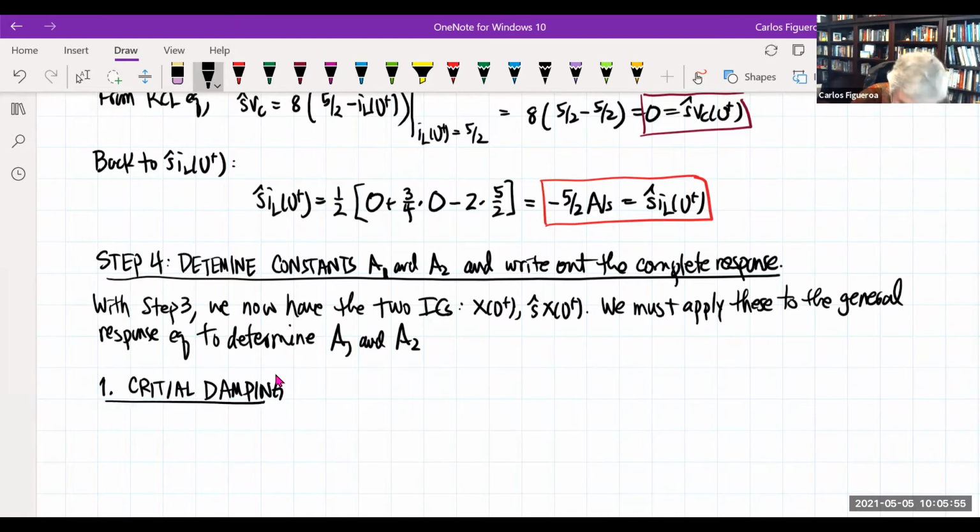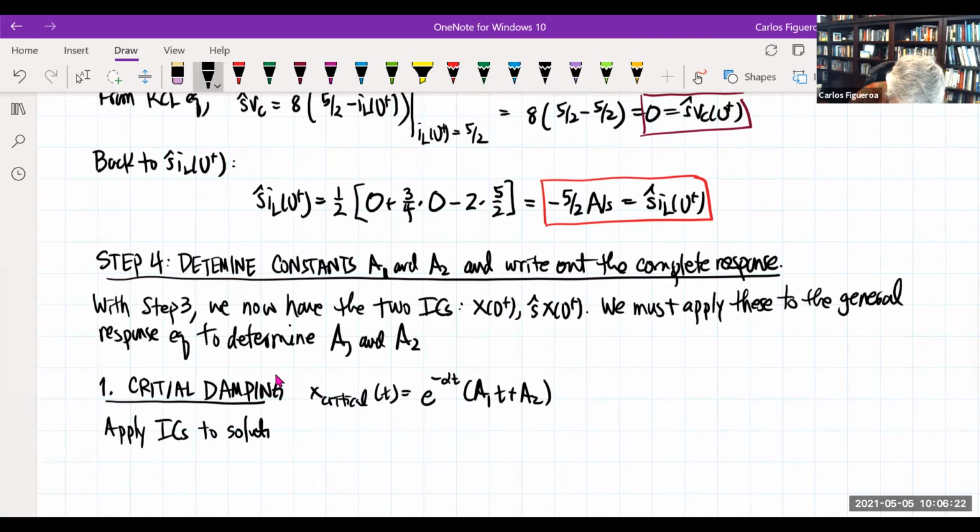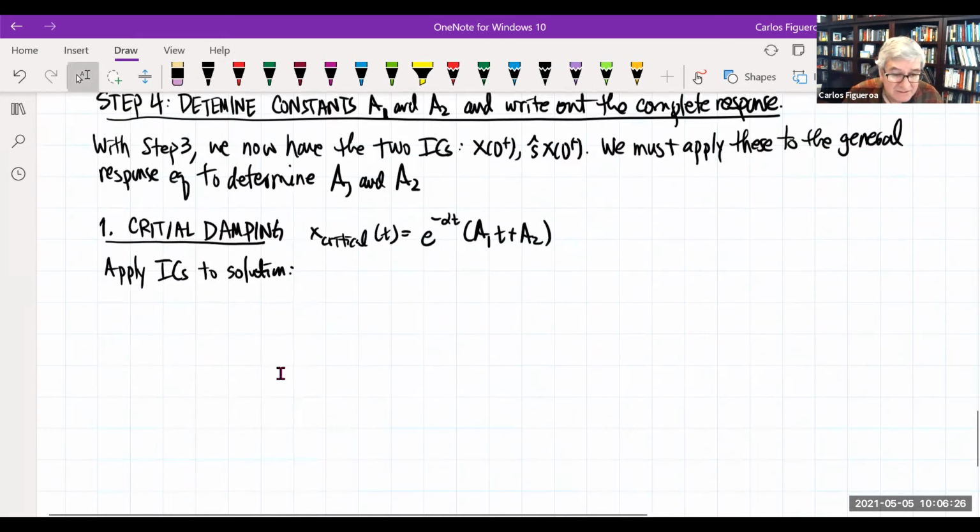So if I look at critical damping, we know what the solution is. We know that x of t critical is then going to be e to the minus alpha t, a1t plus a2. So then if I apply the boundary conditions or the initial conditions to the solution, and I'm pretty sure this is the exact same thing that you did in math 7 here.